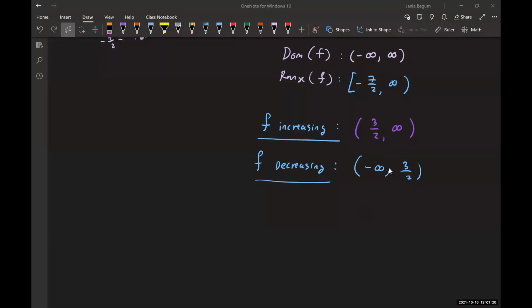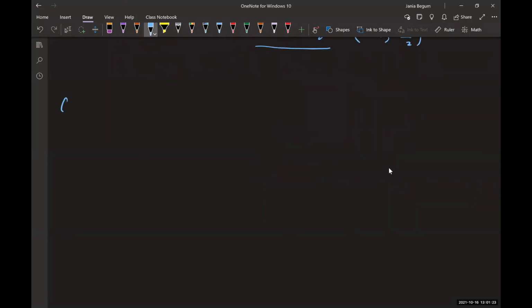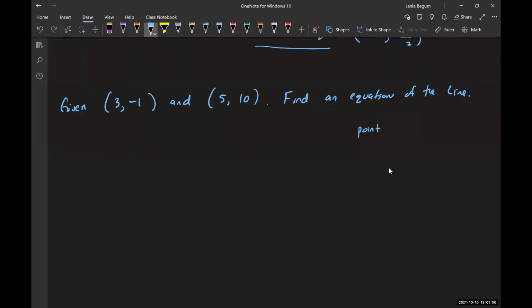Okay, so say you're given 2 points, 3, -1, and 5, 10, and we want to find the equation of the line passing through these 2 points. Okay, so pretty much for a line, you need 2 things. You need a point, which we have 2 of them actually, and you need the slope. So let's go ahead and find the slope. So for the slope, we use the formula.